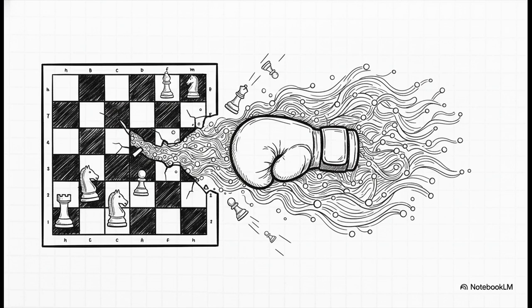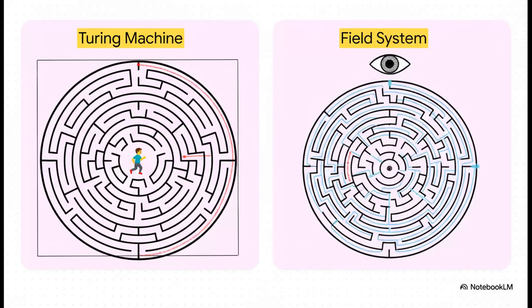This new idea is called the field theoretic solution, and its whole game plan? It's to completely refuse to fight by the old rules. It's not just a new move, it's a whole different sport. And this is where it gets really interesting. Think about it like this.